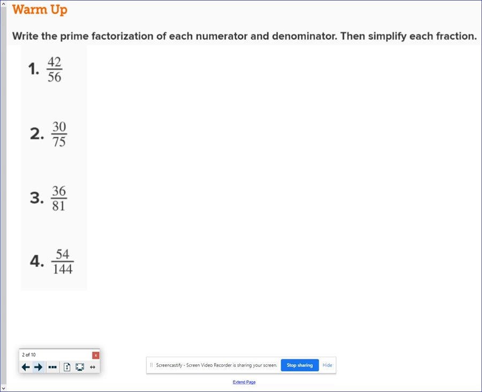So if we're thinking about, for instance, number 1, maybe you remember for prime factorization, sometimes we do this as a factor tree. So if I had 42 as a number, the numbers that multiply to be 42 are 6 times 7, and 6 can be 2 times 3. For 56, that's going to be 7 times 8. 7's a prime number already.